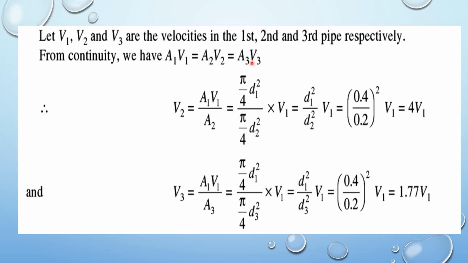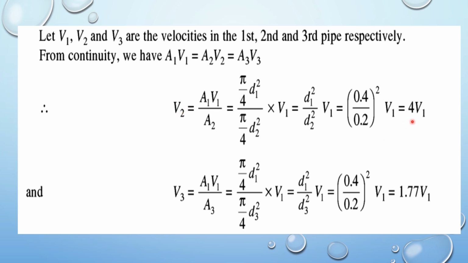So to continue with the problem, we must write V2 and V3 in terms of V1, so that everything will be in the same parameter. Considering the first two equations, A1 V1 is equal to A2 V2, from that I can write V2 is equal to A1 V1 by A2. We know that it is a circular pipe, so the area will be pi by 4 d1 square for A1, and for A2 the area will be pi by 4 d2 square. We already know the values of d1 and d2, so substituting and simplifying, we can write V2 is equal to 4V1.